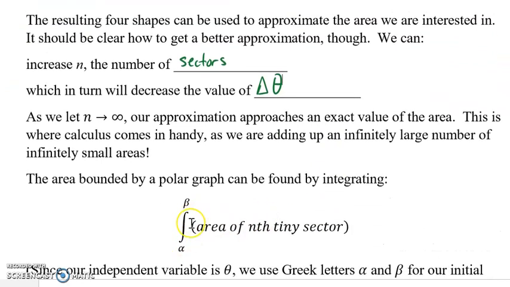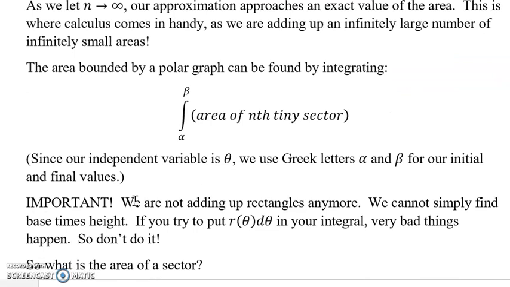Okay, so we're going to find a whole bunch of areas of tiny sectors, and then we're going to add them up from alpha to beta. We're going to use alpha and beta instead of a and b because they're representing bounds of theta. And theta is a Greek letter, so we're going to stick with Greek letters. You don't have to, but it's fun to draw alpha and beta. So just be careful here.